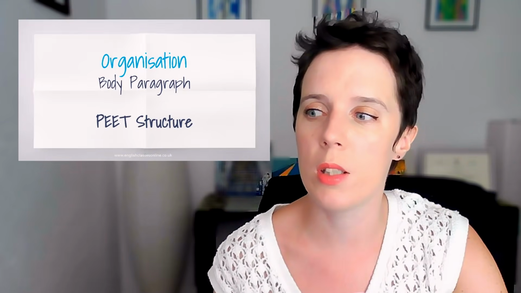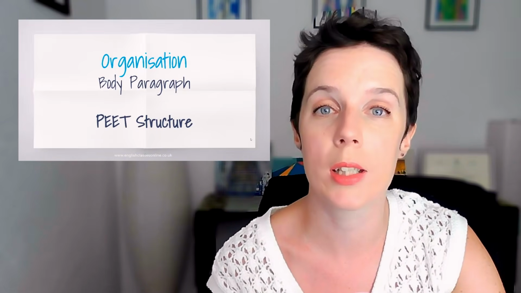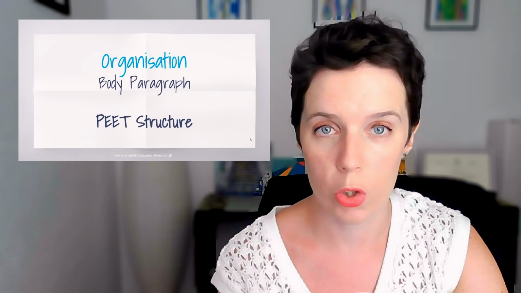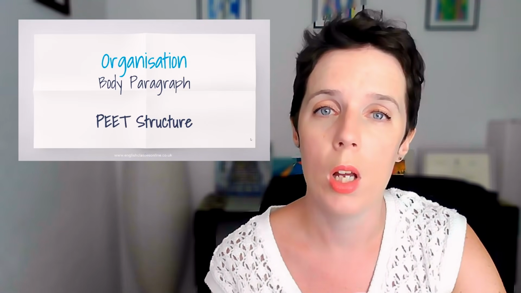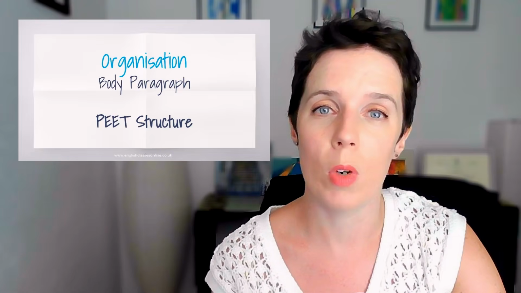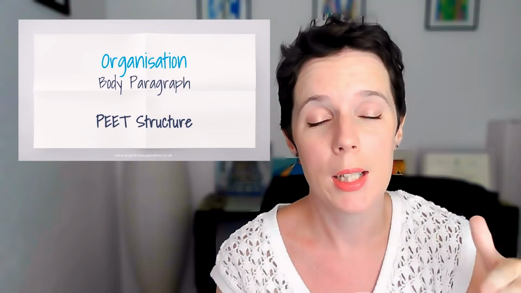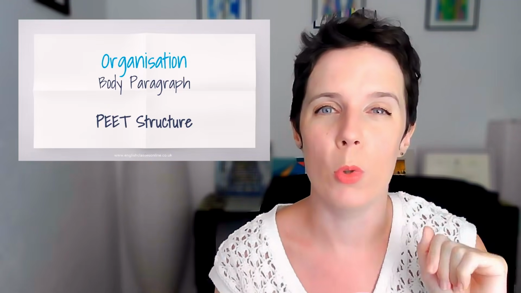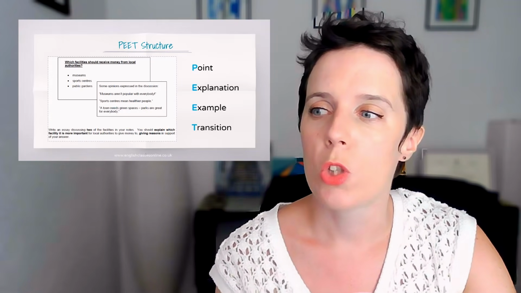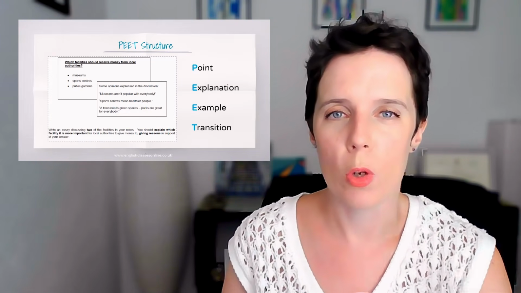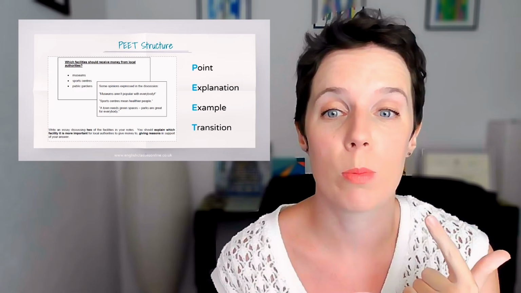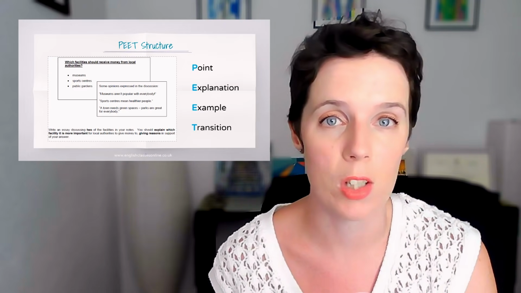For now, we're going to continue to body paragraphs, so we're going to take a look at this PEAT structure. This is a really simple structure that will help you to write in a more organized way, and it'll help you get a few more ideas as well. So, what is PEAT structure? PEAT stands for point, explanation, example, transition.